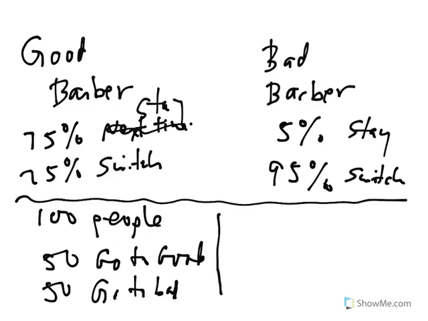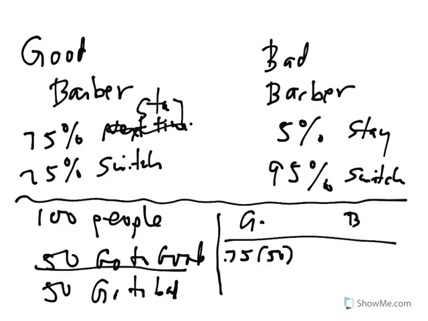So what's going to happen the next month? Well, the next month, I'll say good, bad. It's not going to be 50-50 anymore. It's going to be more to the good barber. To calculate that, I can take 75% of the 50 people, who are going to go to the good barber. Those are these people. 25% of those 50 are going to go to the bad barber next time.